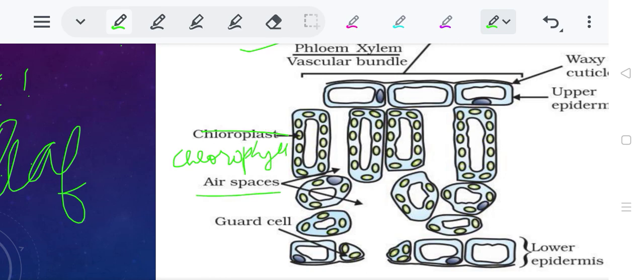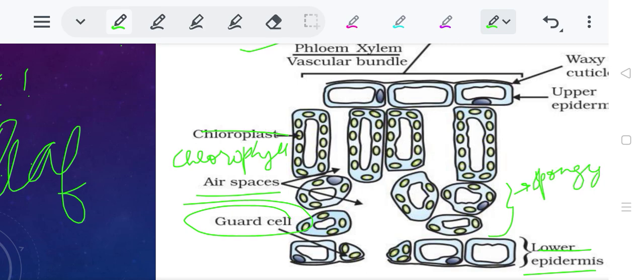Air spaces are there. We have guard cells. We have lower epidermis. So these are spongy parenchyma. This is not mentioned in your NCERT. You may write down. Then we have these chloroplast, and what is this? This is palisade parenchyma. Palisade parenchyma.